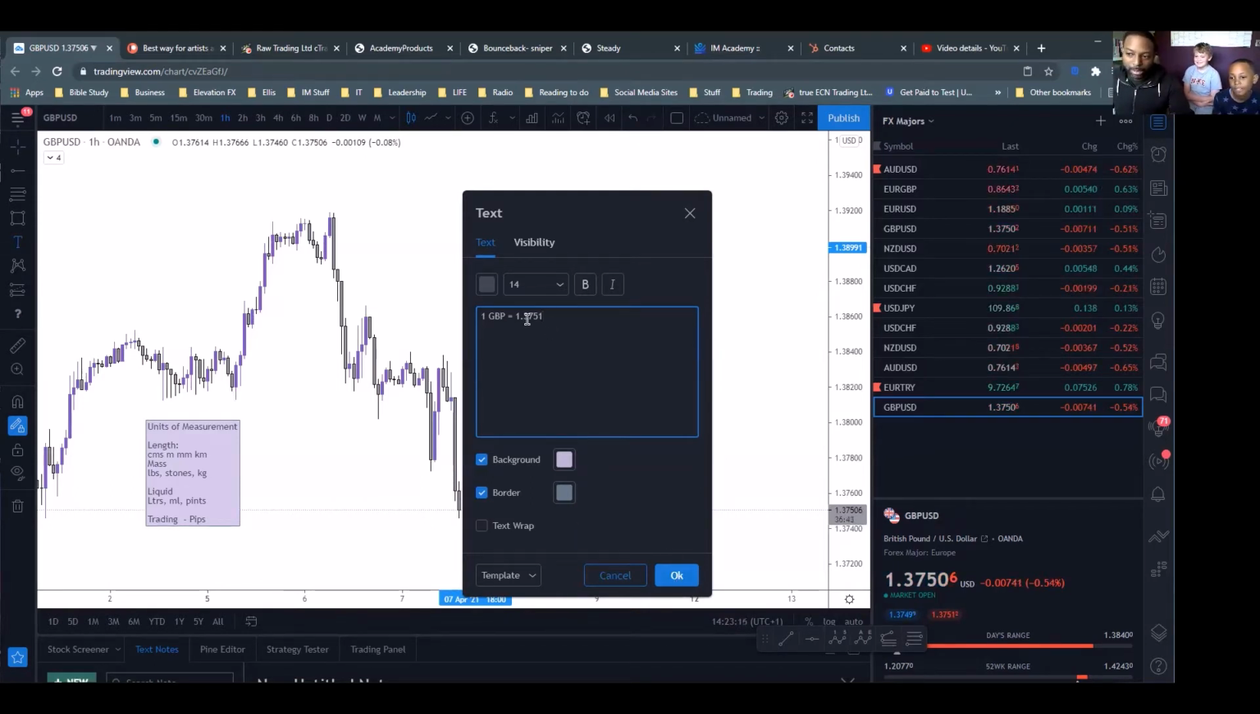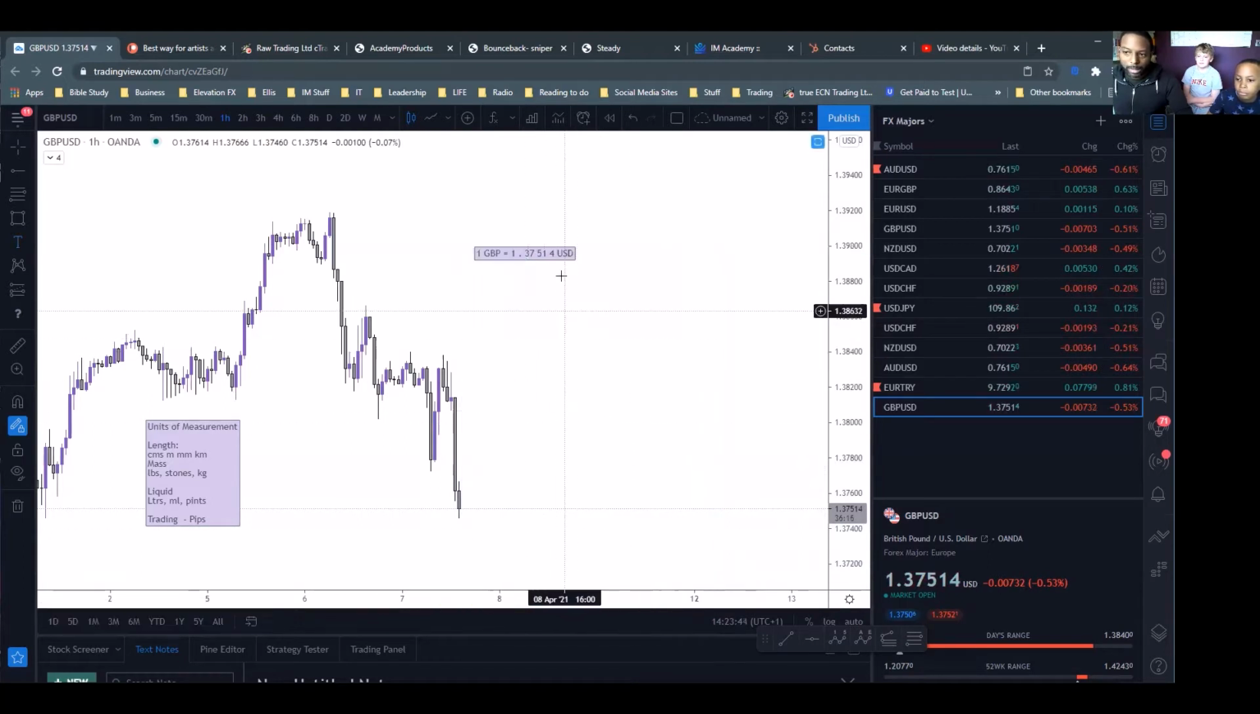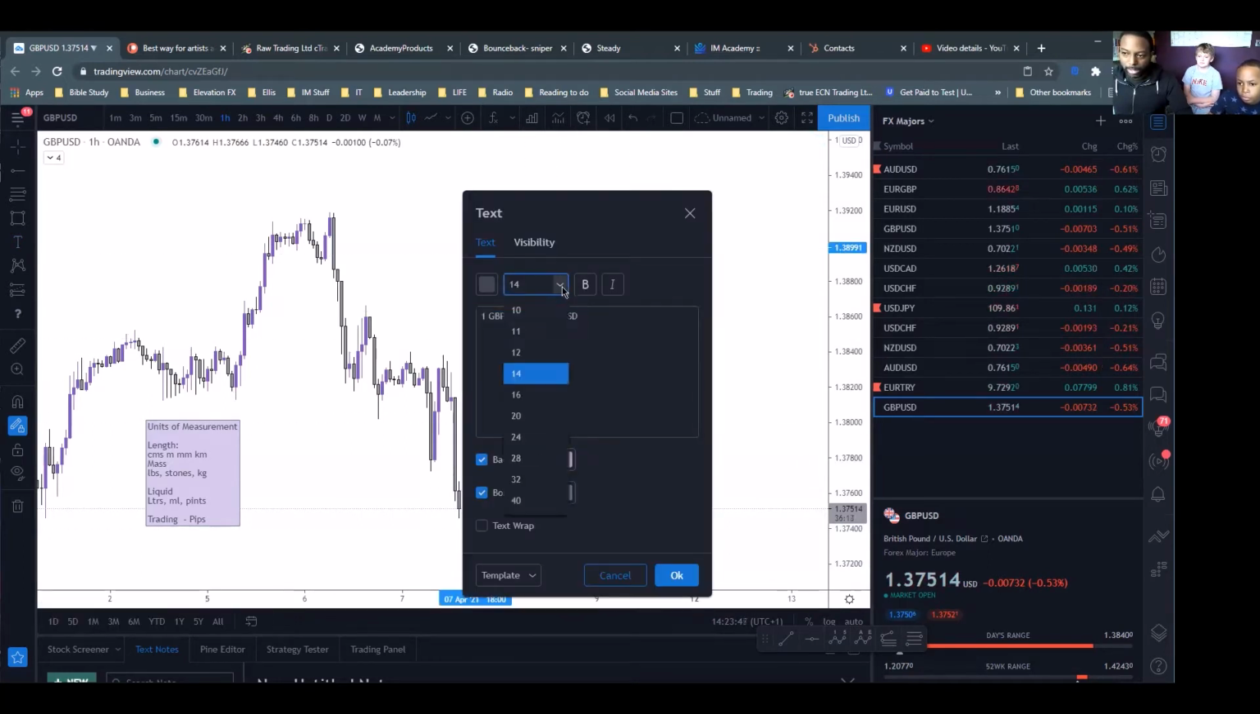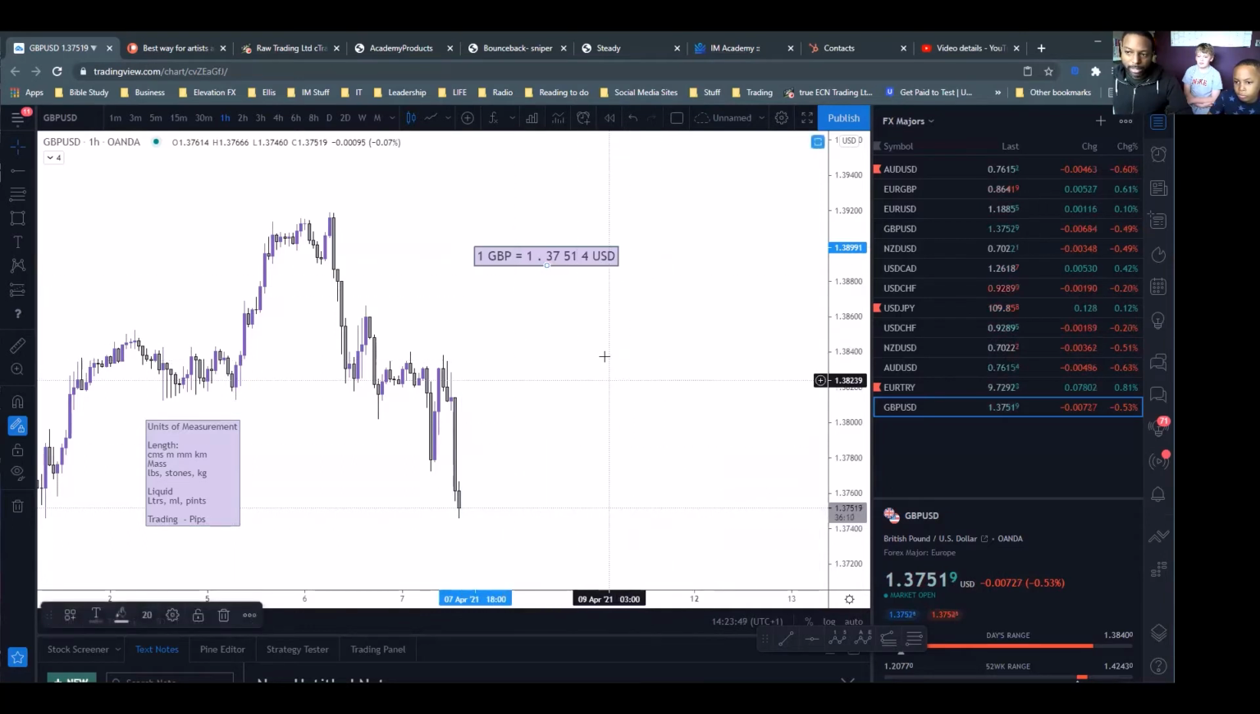Okay, so 1 pound equals 1.375, we'll call it 51 US dollars. Let's leave it at that because it's going to keep changing, so we can't get it exactly right. Okay, so there's another little bit right on the end, which we'll call a 4 for now. We'll explain what that is. 1.37514. See how I split it up? Now, this is what I want you to know, guys. Really simply, we're going to give these names.